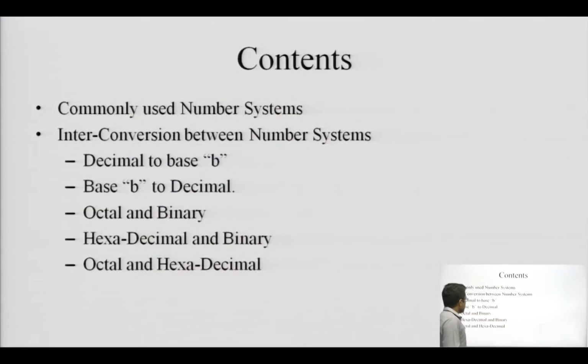So, to start with, we will be covering the number systems and the conversion between the various number systems. The commonly used number systems we will go through first, and then the interconversion between them. So, these are the contents. We will be covering decimal to base B, where base B can be any of the more practically used bases, like octal, hexadecimal and binary, and then base B to decimal, octal to binary, hexa to binary, and between octal and hexadecimal. So, these are the possible conversions which we will be covering.